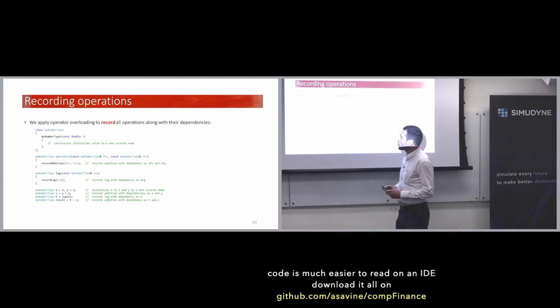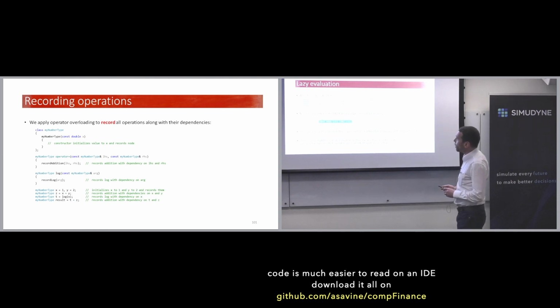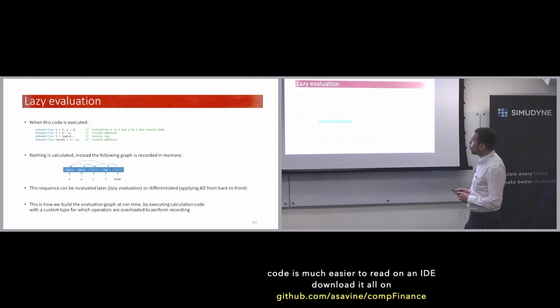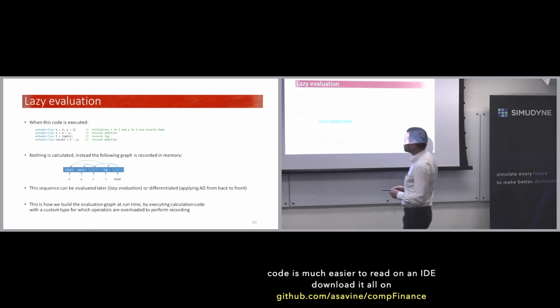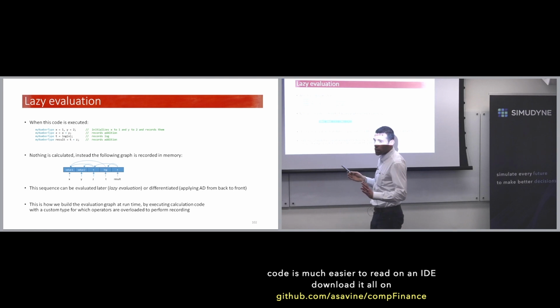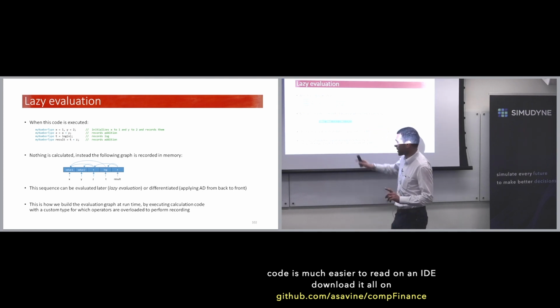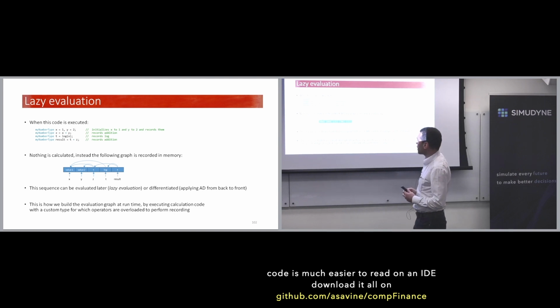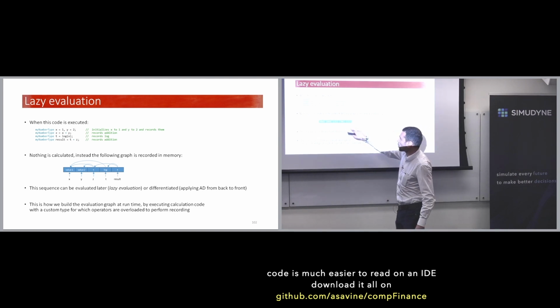Right? So when, for instance, this code is executed now, when the compiler executes this code, nothing is calculated. Nothing happens. Just let me finish this and then I'm with you in a sec. Nothing is calculated. Instead, what happens is this graph is recorded in memory.